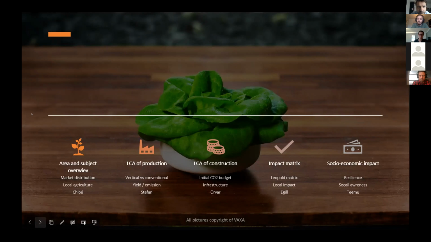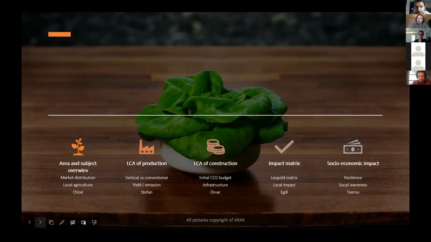What is the local production? What is the amount imported? Who are the possible customers? Local agriculture. Then we're going to look at the LCA of the production itself. We're going to do vertical versus conventional, yield versus emissions, as I already said.